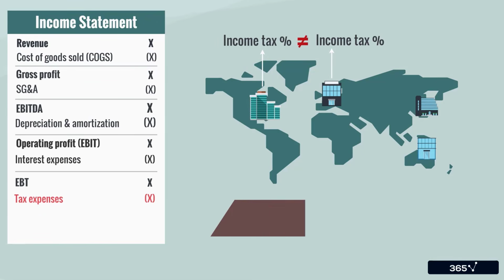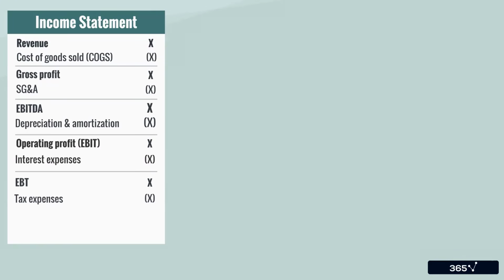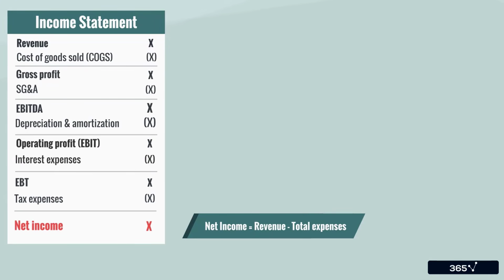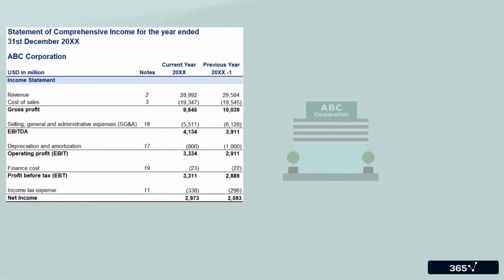What we need to know, though, is that every organization pays corporate taxes that are proportional to the amount of their pre-tax profits. Once all expenses are recorded, we arrive at the bottom line, called net income. This is the excess of revenues over total expenses. It is also known as the bottom line of the income statement. The net income figure is very important as it represents the profitability of a firm after accounting for all its costs. Browsing through the income statement of ABC Corporation, you can see all the individual lines we have just discussed.